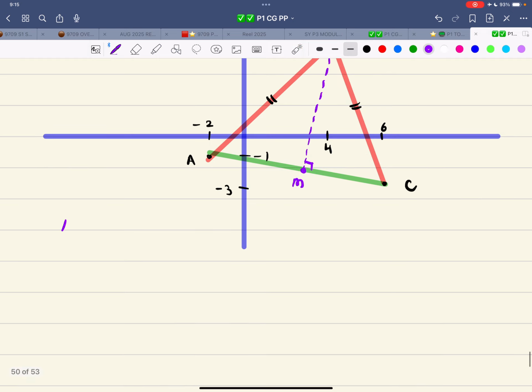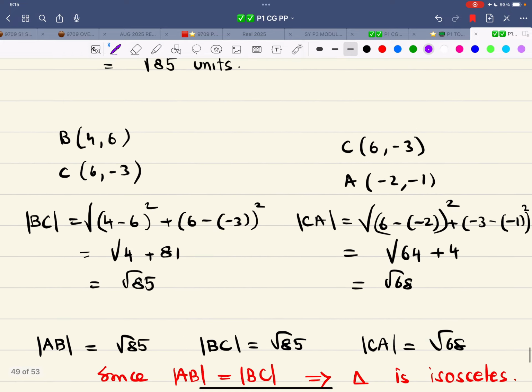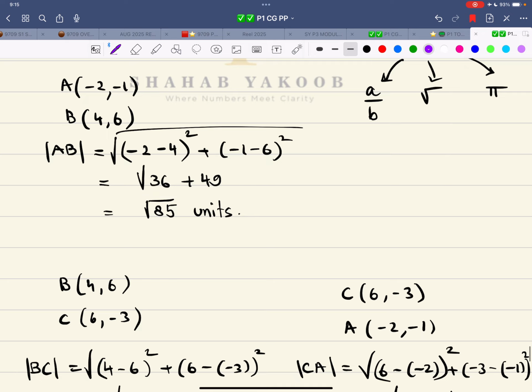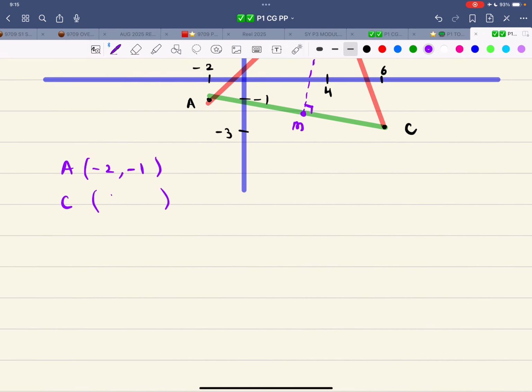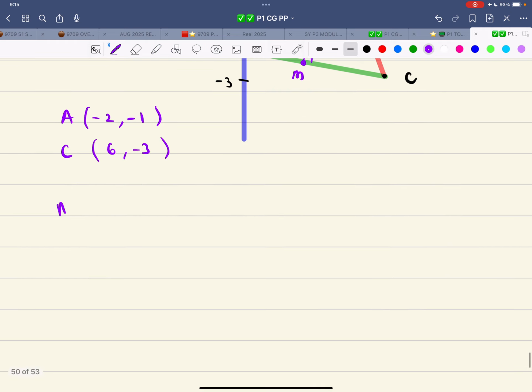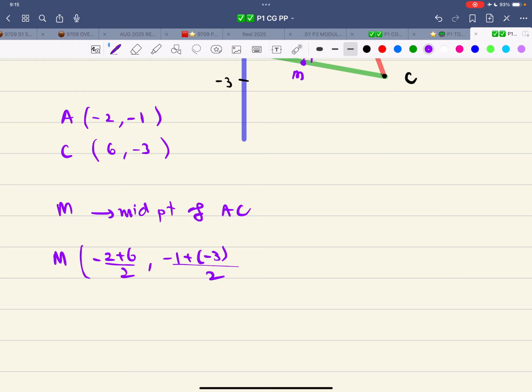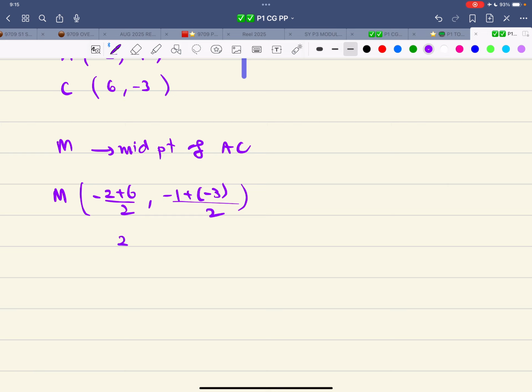So now let me write A over here. Let me write C over here. Coordinates of A, you have to flip back: -2, -1, and then C is 6, -3. So M is the midpoint of AC. Therefore the coordinates of M are (-2 plus 6) divided by 2, (-1 plus -3) divided by 2. So this is 4 over 2, which is 2. And this is -4 over 2, which is -2. That's the coordinate of M.